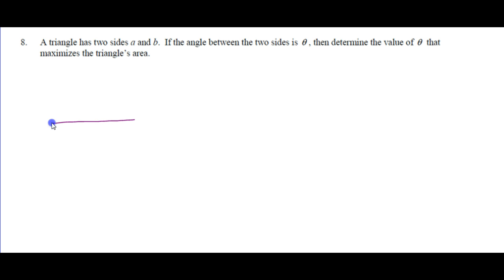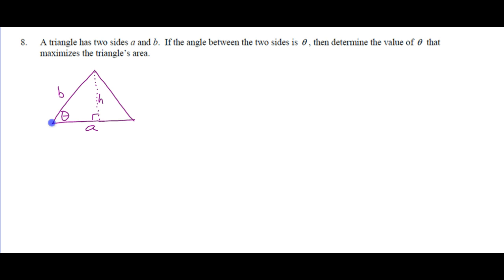So let's get an A, and a B, and a theta. And then we'll get a third side. And to get the area of a triangle, we're going to need its height. Although, really, you don't want to. No, okay. All right.